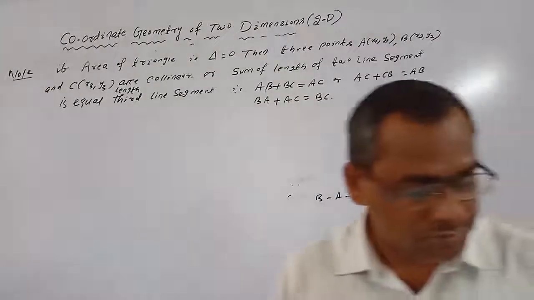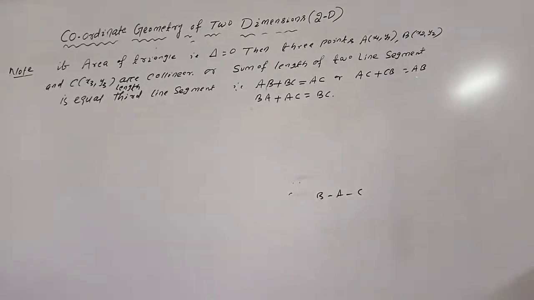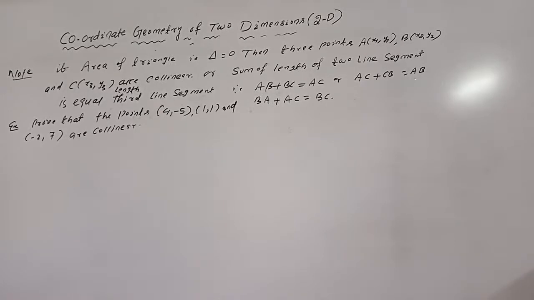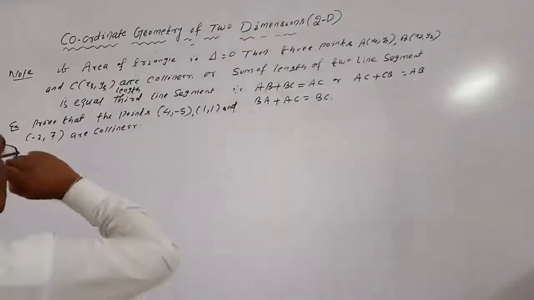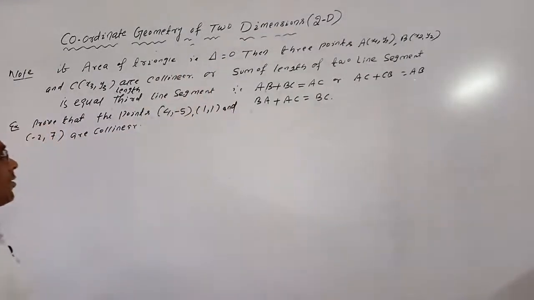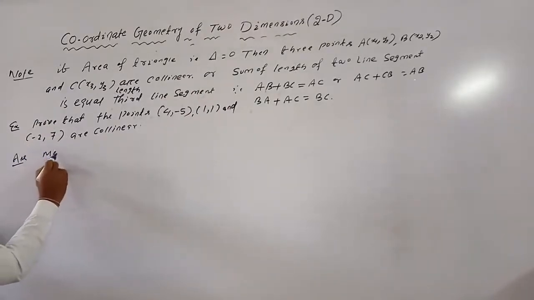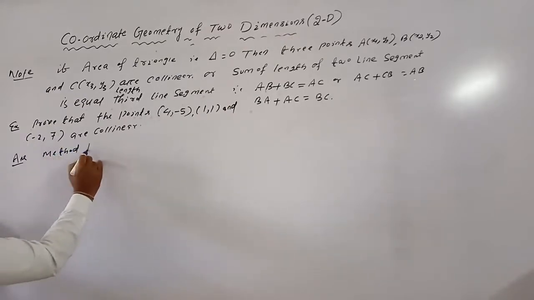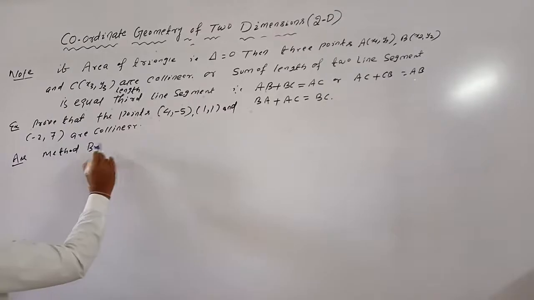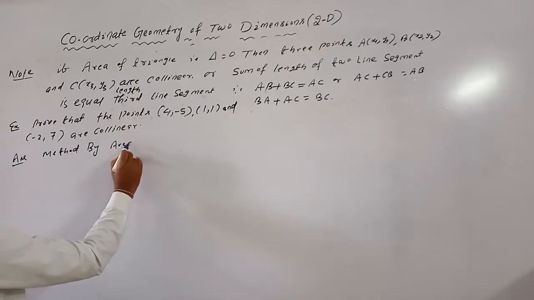Now we take an example. Prove that the points (4, minus 5), (1, 1) and (minus 2, 7) are collinear. For collinearity you can test either by the area method or by the distance formula. First we apply the area method. Answer: method 1, by area.